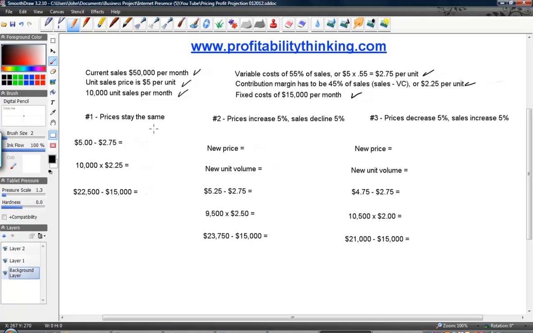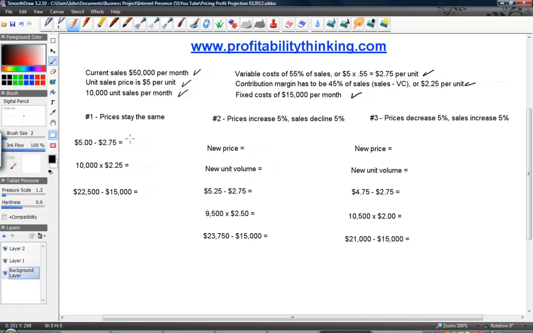So let's take a look. Let's take a look at our 3 alternatives. The first alternative we have on the board is prices stay the same and volume stays the same. The second alternative is prices increase 5% and sales decline 5%. And the third alternative is prices decrease 5%, causing an increase in sales of 5%.